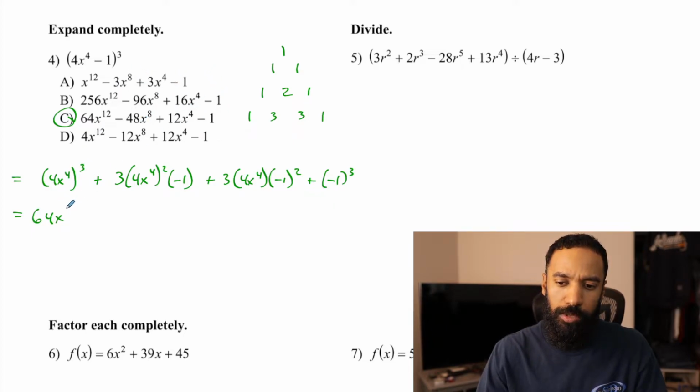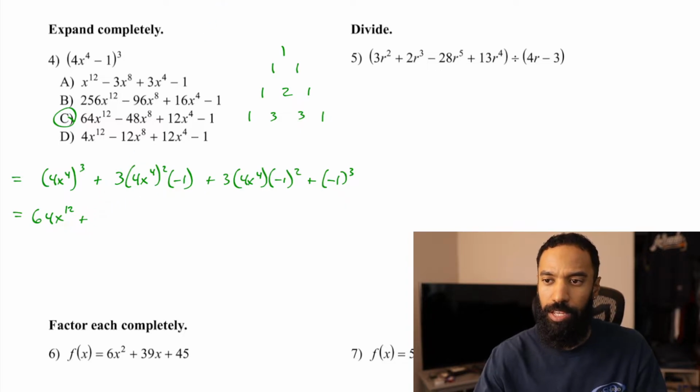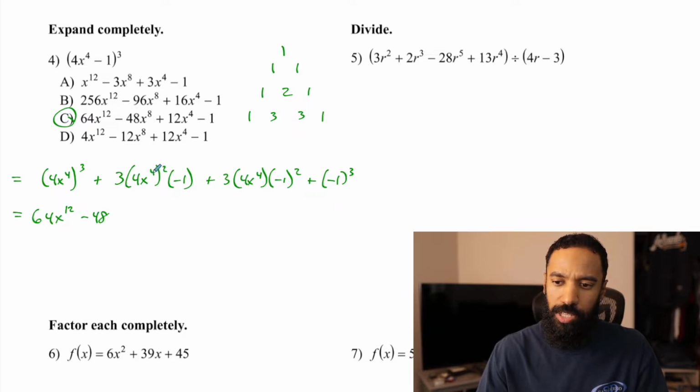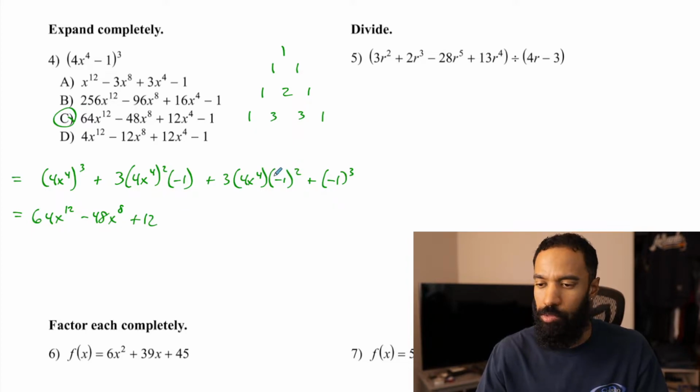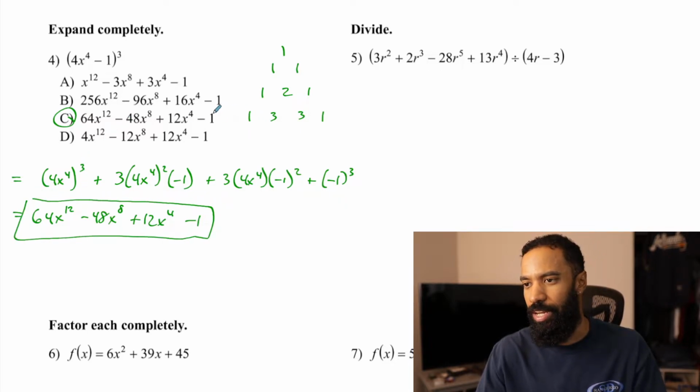x to the 4th cubed is x to the 12th, 4 times 3 happens there. 4 gets squared, which is 16, times 3 is 48, times negative 1 is negative 48, so actually that's a minus. Minus 48 right there. And this is x to the 8th power. And then 3 times 4 is 12, and we get negative 1 squared is positive 1, x to the 4th, and then negative 1 cubed is negative 1. So we do get that answer C. It looks like it does line up, and you're all good to go.